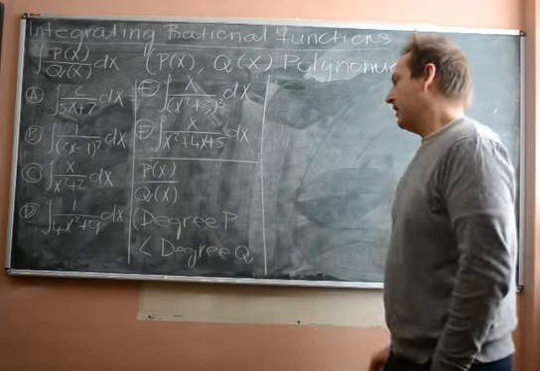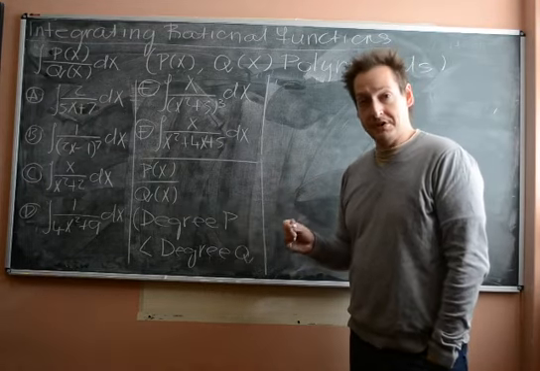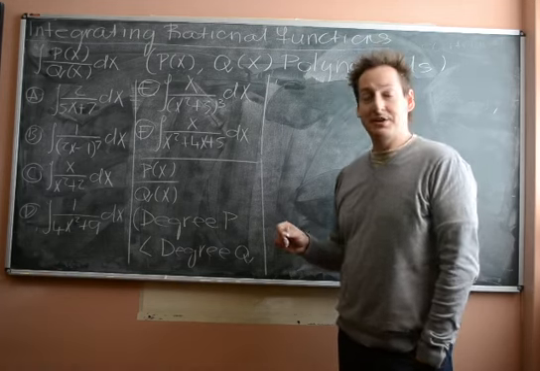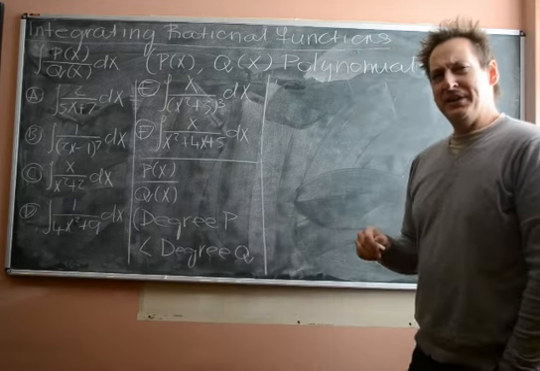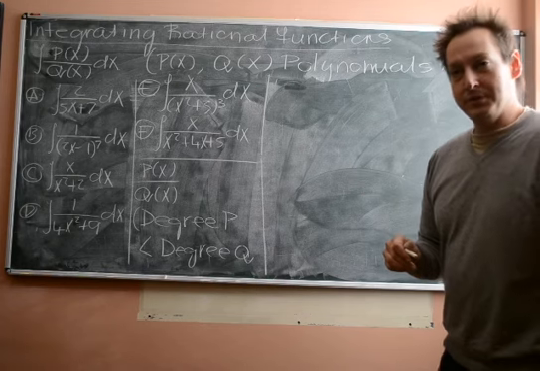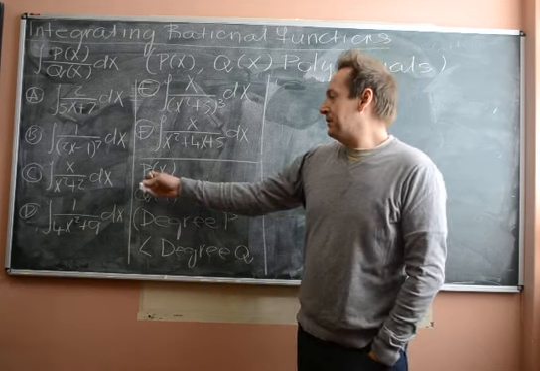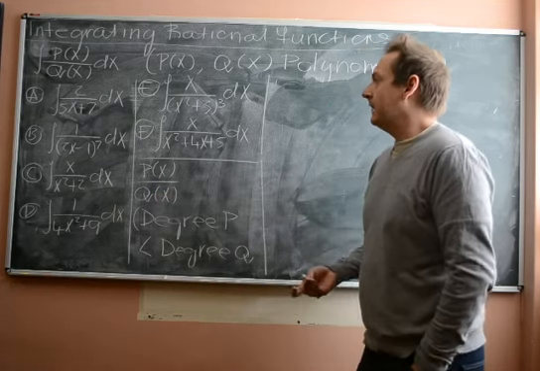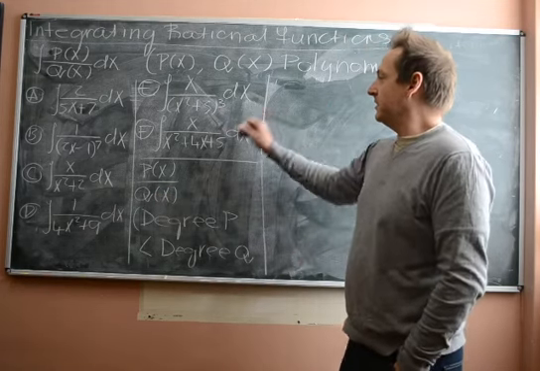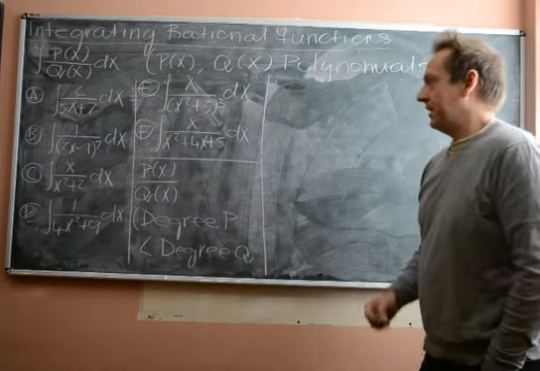Now, if that's not the case, then you're first going to have to do long division and get your expression in the right form. And if you're a bit rusty with long division, then you can look at the long division video that I've posted. Okay. So, how are we going to take this general rational function and write it in terms of these forms, A to F?